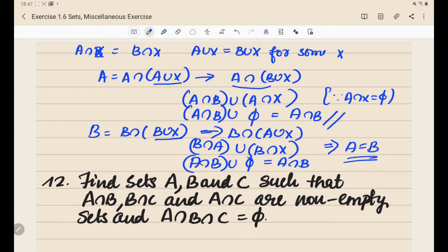This is one of the easiest methods. That's what I have used. But as I said, you are free to use your own methods.